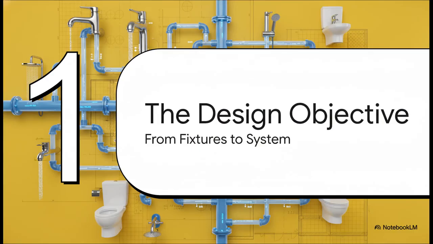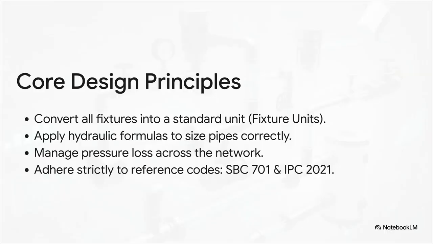So what are we really trying to do here? What's the main goal? Well, it's to take what is essentially a jumble of individual taps, toilets, and showers and engineer them into one single, cohesive cold water network that just works perfectly. This pretty much sums up the whole philosophy. First, we have to standardize everything. We convert every fixture into a value called a fixture unit. Then, we use some proven hydraulic formulas to do the heavy lifting with the math. A huge part of this is managing pressure loss, making sure water actually has enough oomph to get where it's going. And the foundation for all of this? Sticking to our codes like glue, the SBC 701 and the IPC 2021.